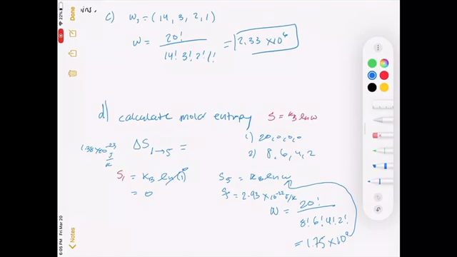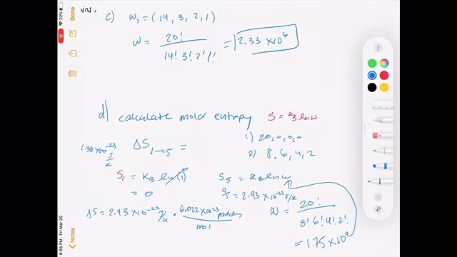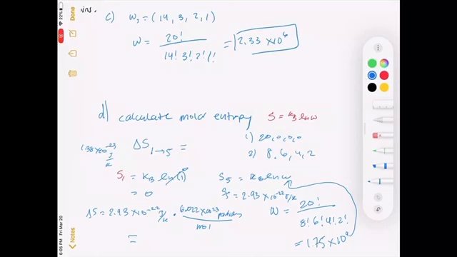So to find the change in entropy, you just subtract S5 and S1, and that should give you 2.93 times 10 to the minus 22, since the first one is 0 joules per Kelvin. And to get joules per mole per Kelvin, you should multiply by Avogadro's number, so 6.022 times 10 to the 23rd particles per mole. And you should end up with around 177 joules per mole Kelvin.